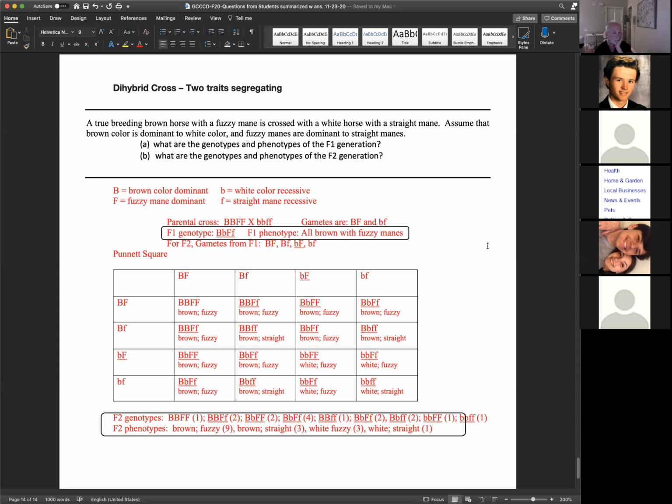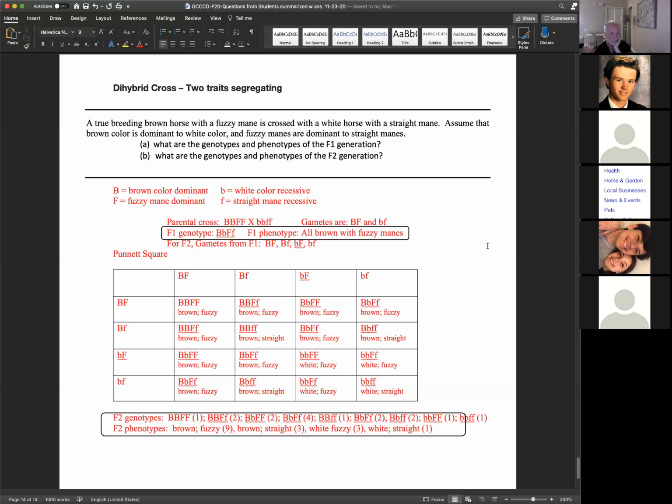We know that fuzzy manes are dominant, so we'll assign that a capital F. And we know that straight manes are recessive, so we will assign that a lowercase f. You do your parental cross. If you do the FOIL method, or however you want to come up with the gametes, you will find that the true breeding brown horse with a fuzzy mane, capital B, capital B, capital F, capital F, can only produce a capital B, capital F gamete. There are no lowercase letters in that particular parent, so they can't produce any gametes that are not a capital B or a capital F.